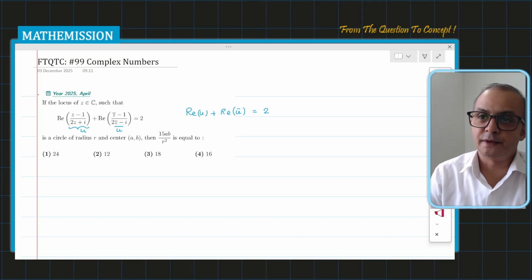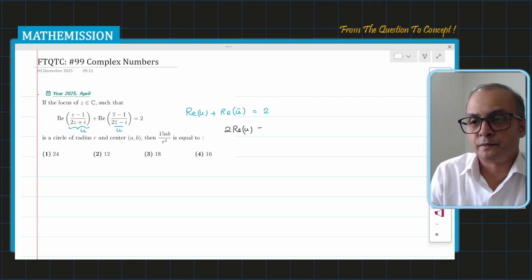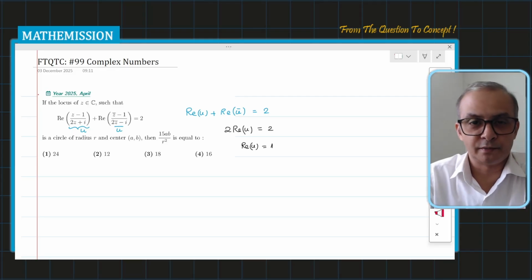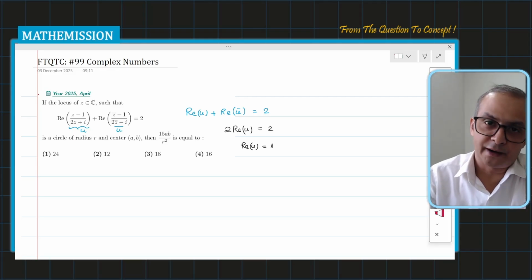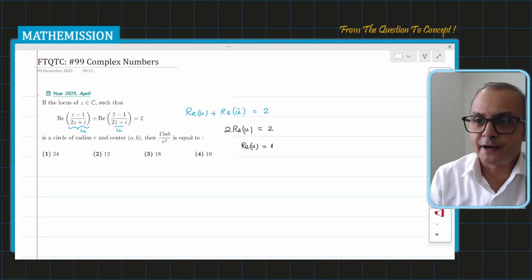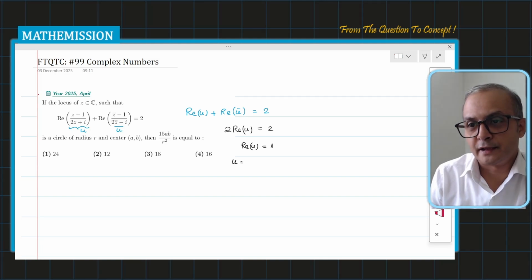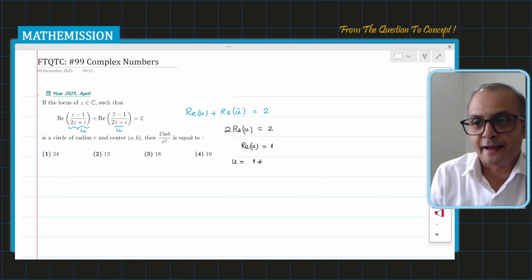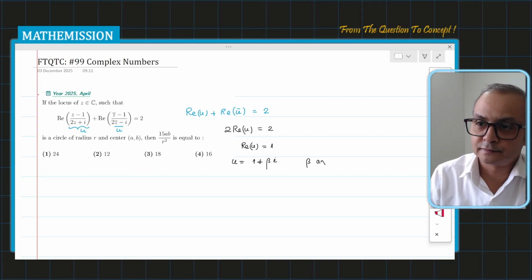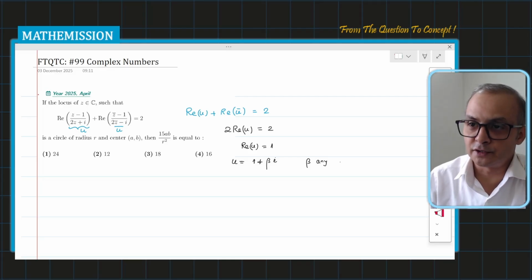But notice one thing, the real part of any complex number and the real part of its conjugate are the same. It means I can write it as twice the real part of the complex number u is 2. Therefore, the real part of u is equal to 1. It means that the imaginary part can be anything, but the real part is certainly 1. So I assume that u, this complex number, is 1 plus i beta, where beta is any parameter or arbitrary constant.